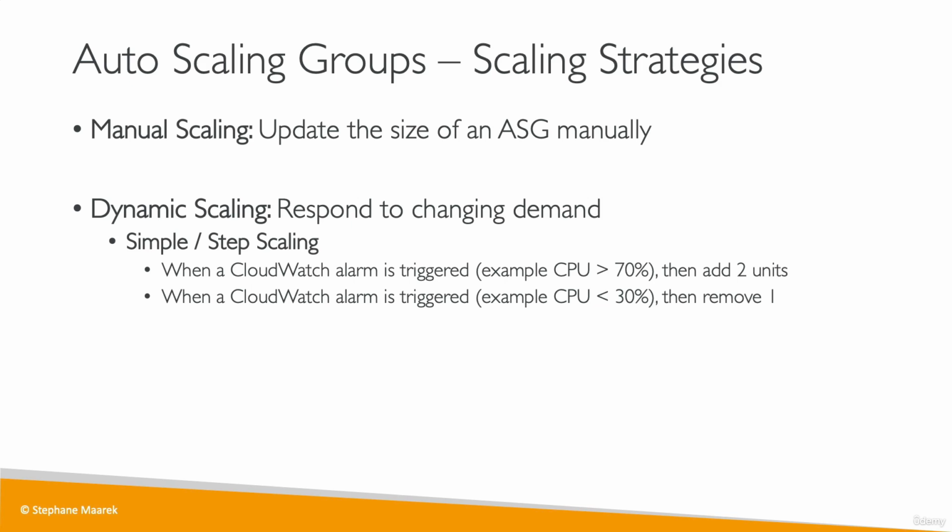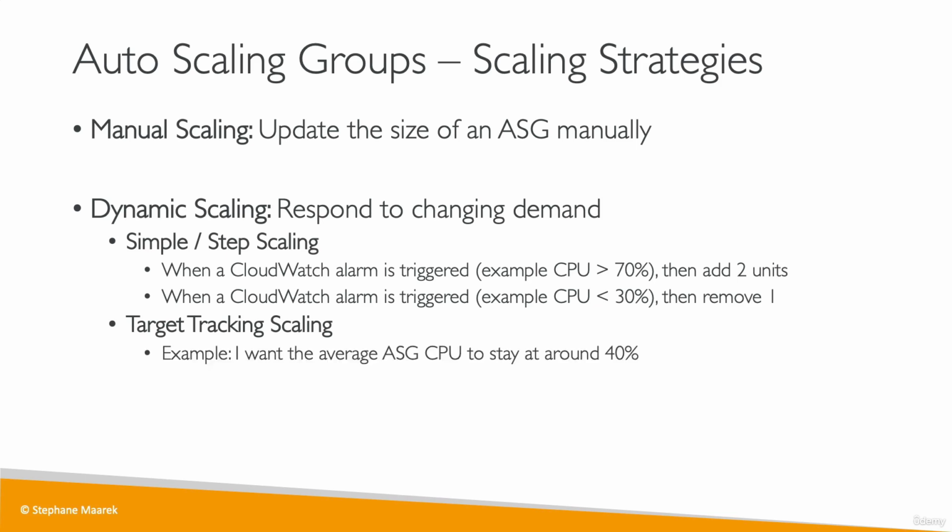Then we have target tracking scaling, which is a very easy way of defining a scaling policy. The example is to say, hey, I want the average CPU utilization of all the EC2 instances in my ASG to stay at around 40% on average. And then the ASG will scale automatically to make sure that you stay around that target of 40%.